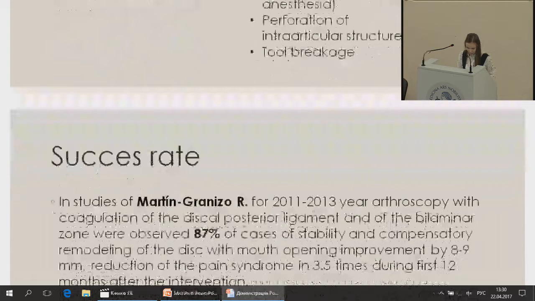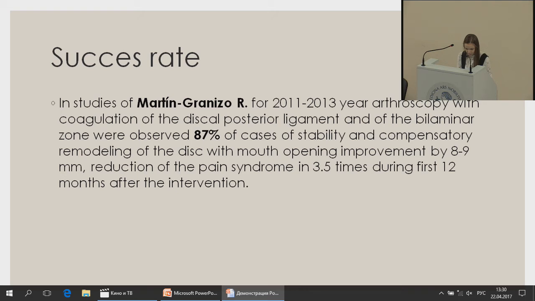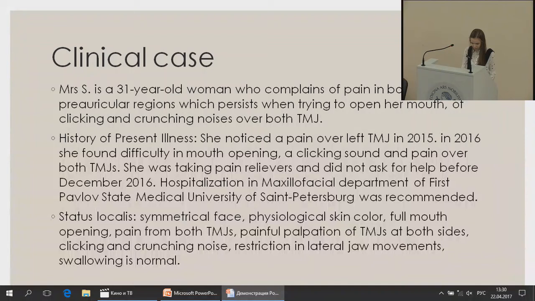Success rate was described by Martin Genzo in his studies: 87% of cases of stability after the surgical intervention. And finally, I want to end with a clinical case. This patient, Mrs. S, was complaining of pain in both periauricular regions, which persists when trying to open her mouth, of clicking and crunching noises.